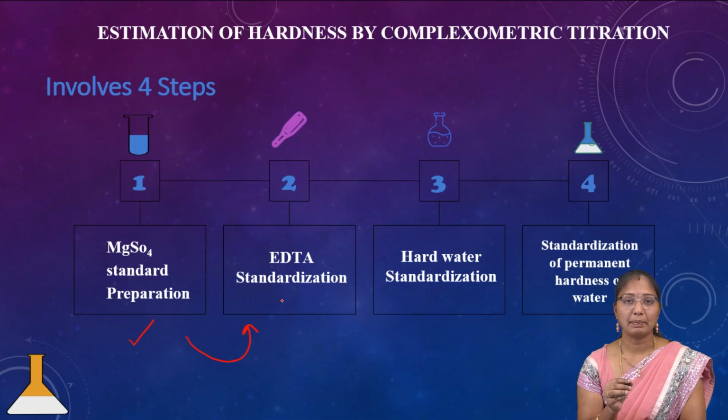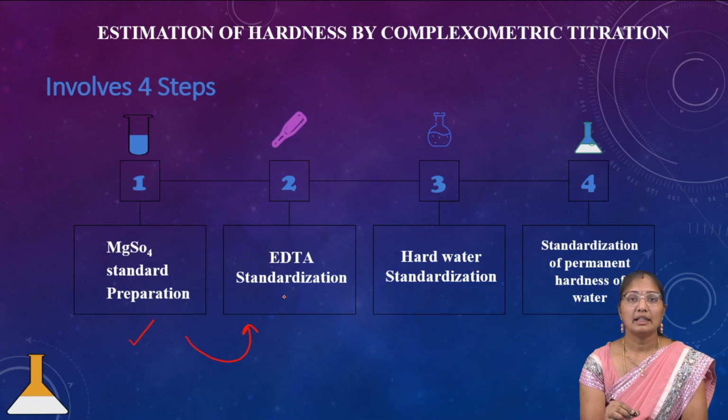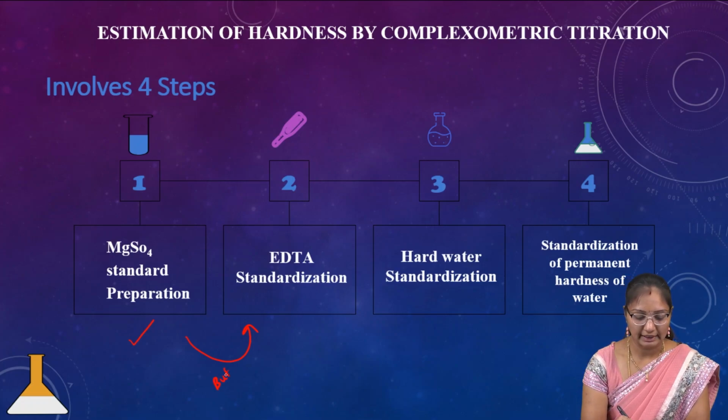So first we have to prepare EDTA. We don't know the exact molarity. Some human errors will be there. So we are going to standardize this EDTA solution with the magnesium sulfate standard. So this magnesium sulfate standard is prepared, then titrated with EDTA. Here we have to add buffer plus indicator.